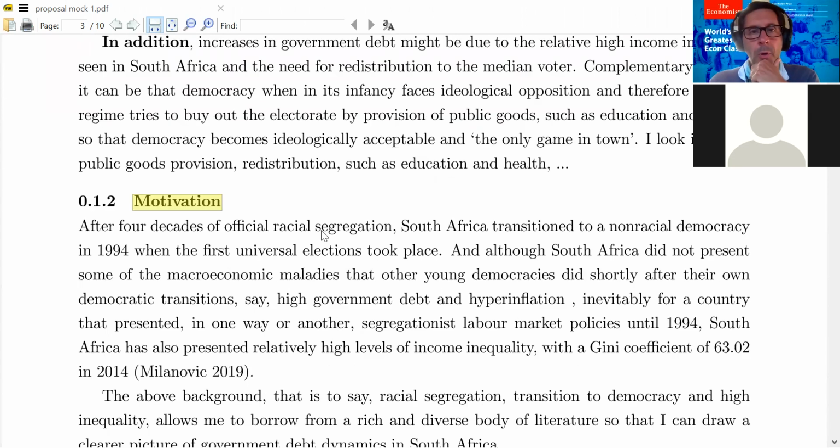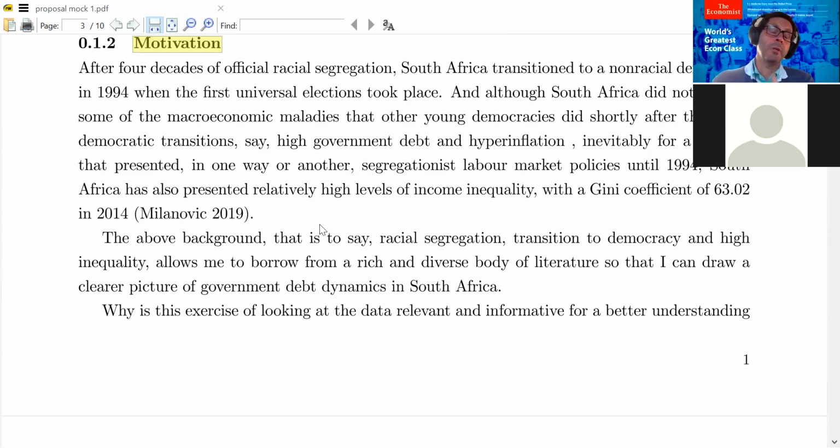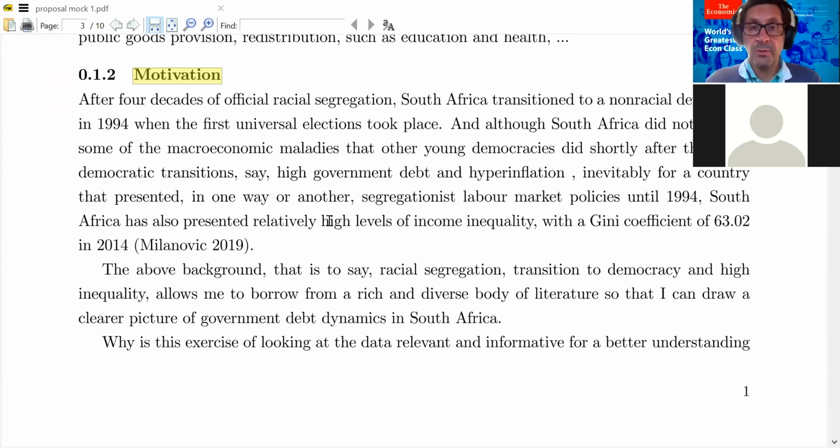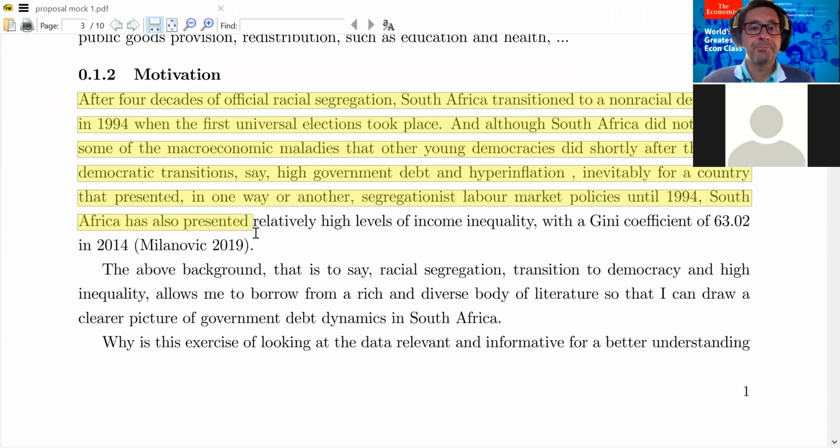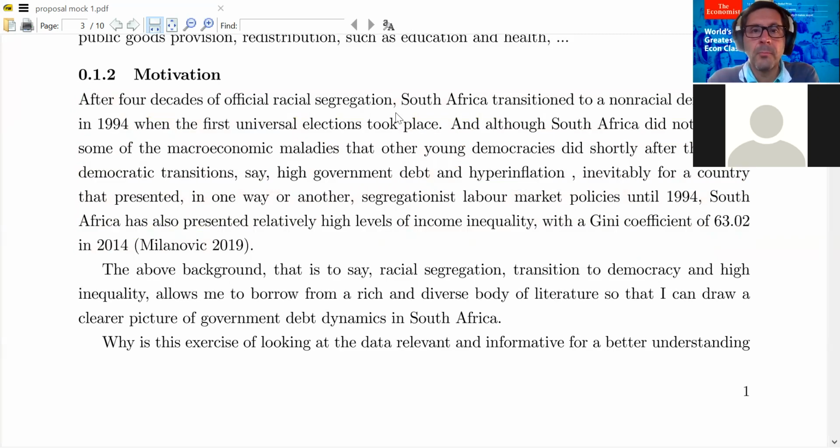Okay. Section 1.2, motivation. So now, why is this research question important, or why is this research question worthwhile studying? What's so important about that? So let's see how I go about this. And then I say again, after four decades of official racial segregation, South Africa transitioned to a non-racial democracy in 1994 when the first universal elections took place, right?